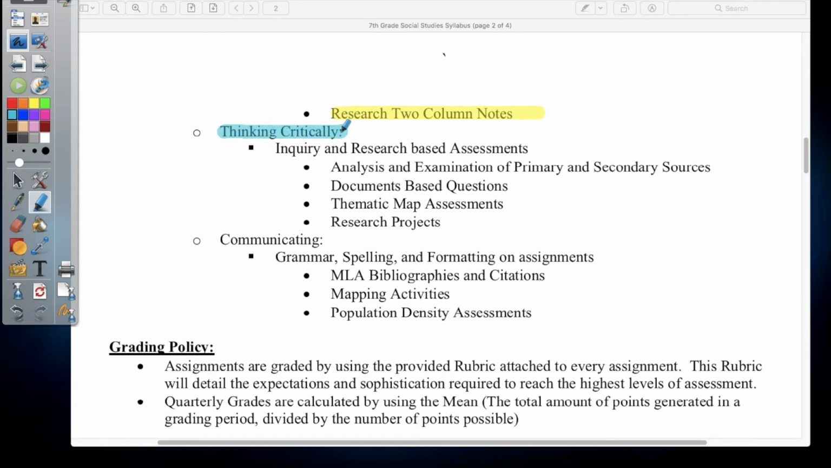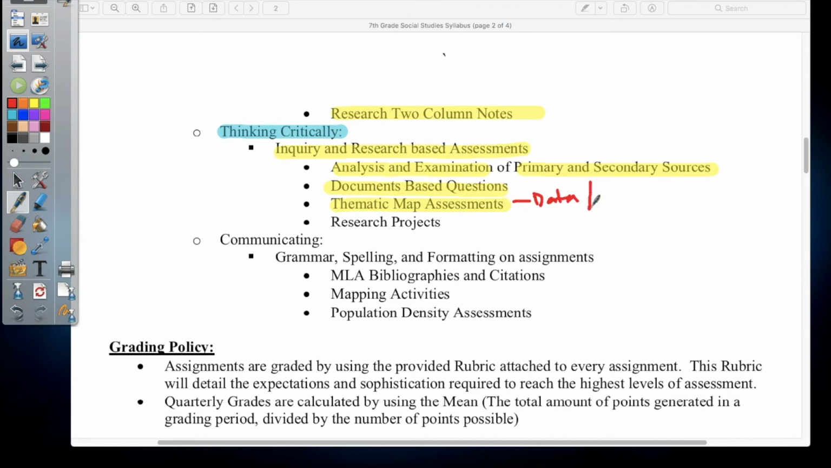Now, for thinking critically, these are also attached to things like inquiry and research-based assessments. So, analysis and examination of primary and secondary sources. Once again, documents-based questions are also very big on the thinking critically aspect. Thematic map assessments: can you analyze data, and from that data, can you draw conclusions, okay?